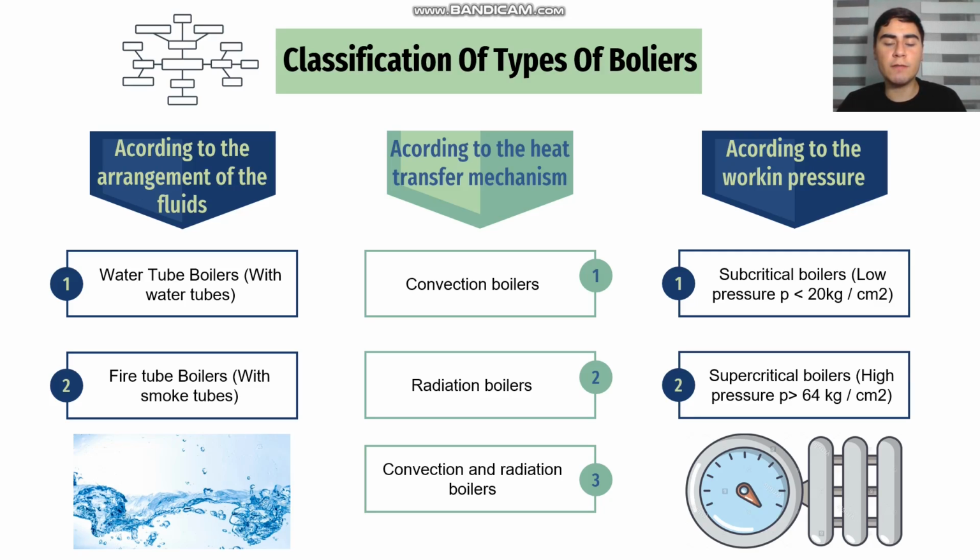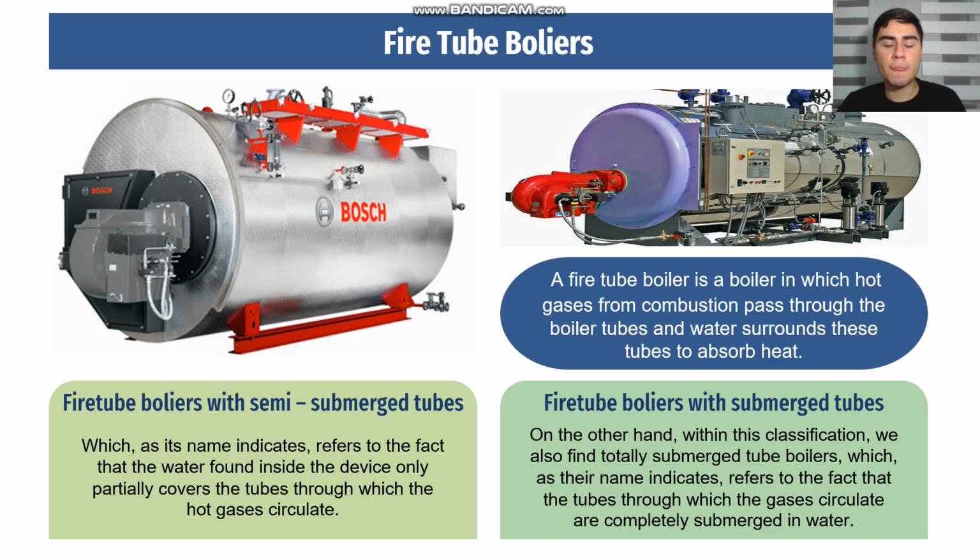Secondly, we find the classification of the boilers according to the heat transfer mechanisms: convection boilers, radiation boilers, and convection and radiation boilers. Finally, we find the classification of the boilers according to the working pressure: the subcritical boilers, with work pressures under 20 kilograms per square centimeter, and supercritical boilers, with working pressures above 64 kilograms per square centimeter.